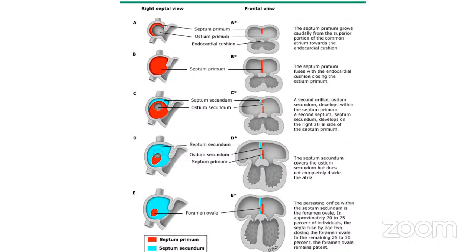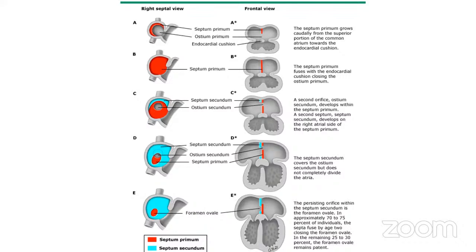and left atria. A second orifice develops in the septum primum. This orifice is later on covered by the septum secundum that arises on the right atrial side of the septum primum. The septum secundum grows caudally and covers the ostium secundum, forming the foramen ovale that is covered on the left side by the flexible flap of the septum primum.